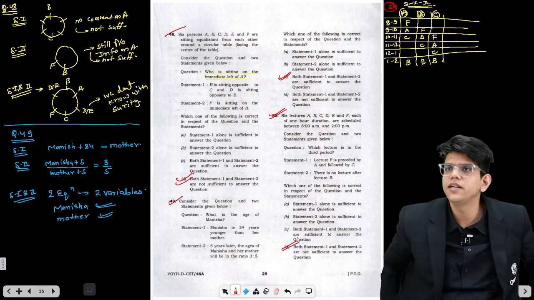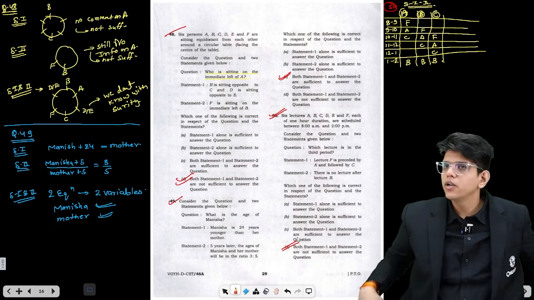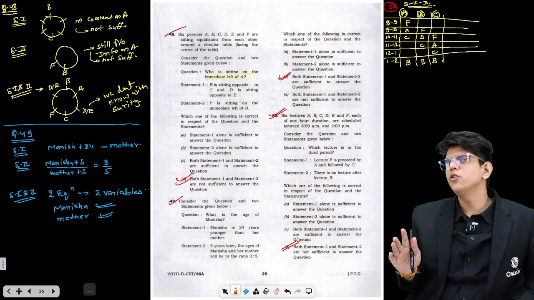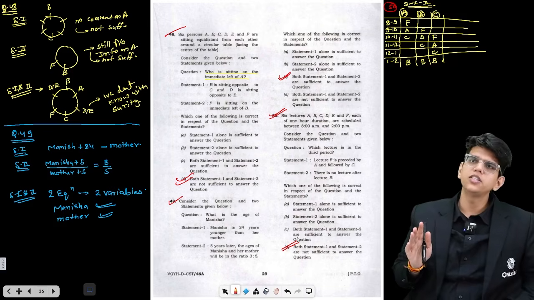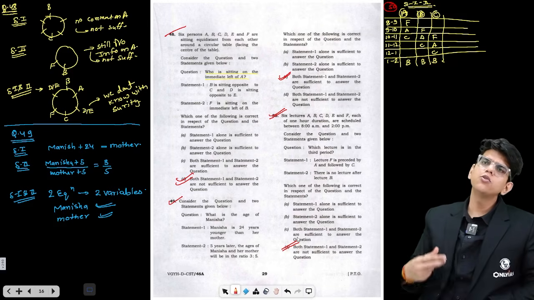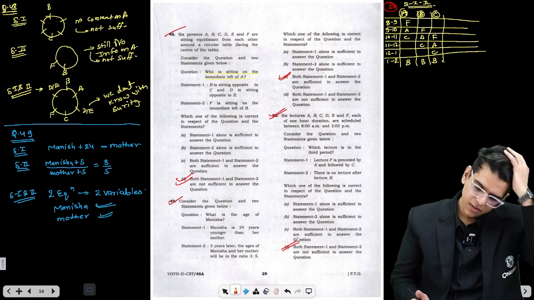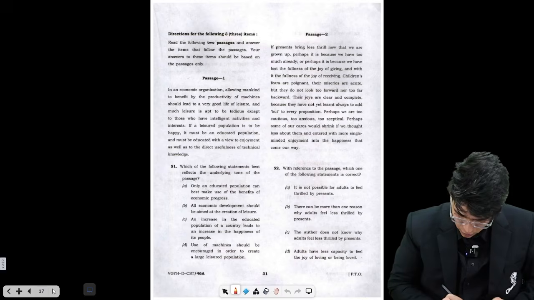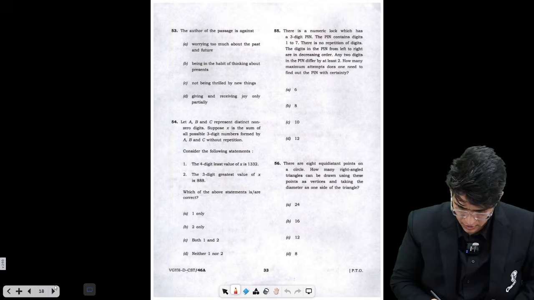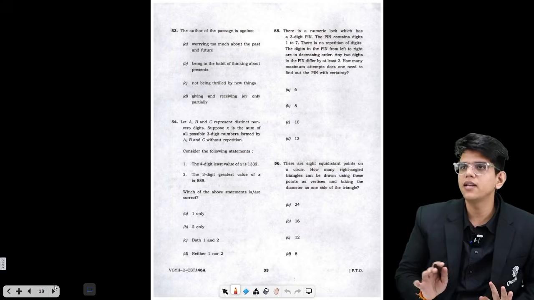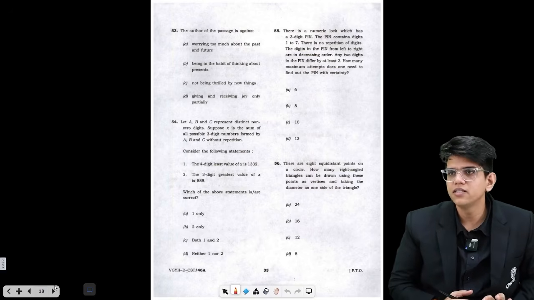Question number 50 done. So in 2022, they gave you a good amount of data sufficiency questions, but if you see, most of those were on the easier side, right? Okay, question done. Let's move to the next thing. We'll come to RC also. Let's solve some quant and reasoning questions.